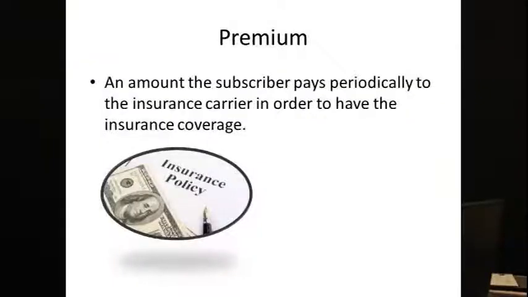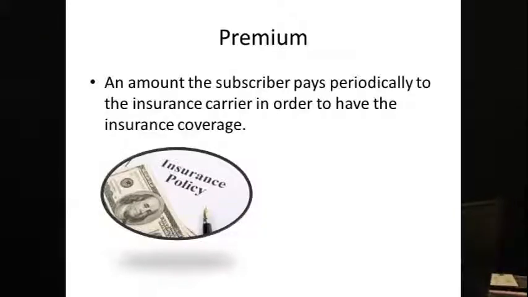Now, the last one is called a premium. Now, the premium is not paid to the provider. The premium is paid to the insurance carrier themselves. This is the amount that the subscriber pays periodically to carry the insurance, or to have the insurance coverage, in order to buy the insurance coverage. So if they pay $200 every month, $200 a month is paid so that they can have the coverage.